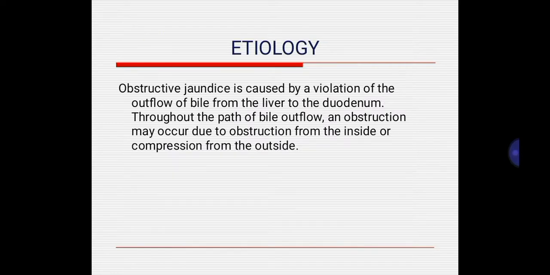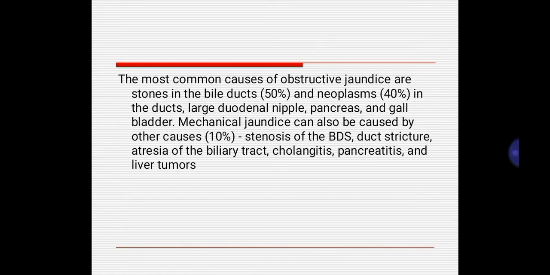Then, what is the etiology? Obstructive jaundice is caused by violation of the outflow of bile from the liver to the duodenum. Throughout the path of bile outflow, an obstruction may occur due to obstruction from the inside or compression from the outside. The most common causes of obstructive jaundice are stones in the bile duct, in 50% of cases, or neoplasm in 40% of cases in the duct.